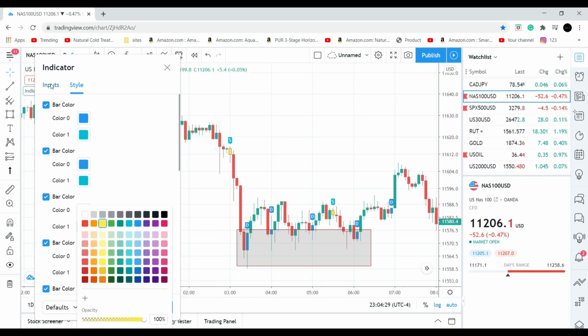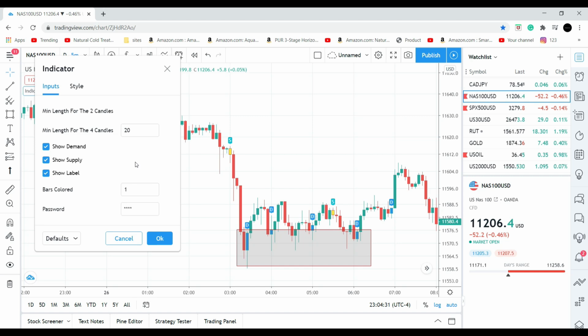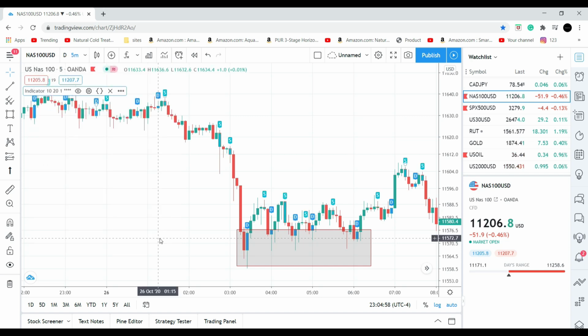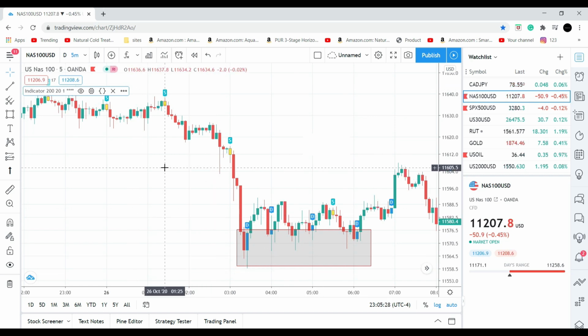And then we can also change the strength of the supply and demand zones. If you want the zones to be weak, you can decrease the amount of zones that you have. Now let's say you want a lot of zones. You can put in a certain number and notice how a lot of zones popped up. So you can decrease and increase the strength of the supply and demand zones. That's pretty much it.